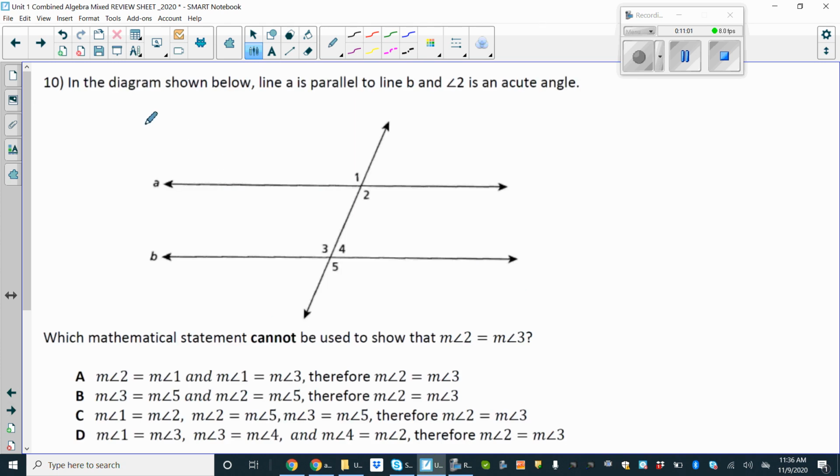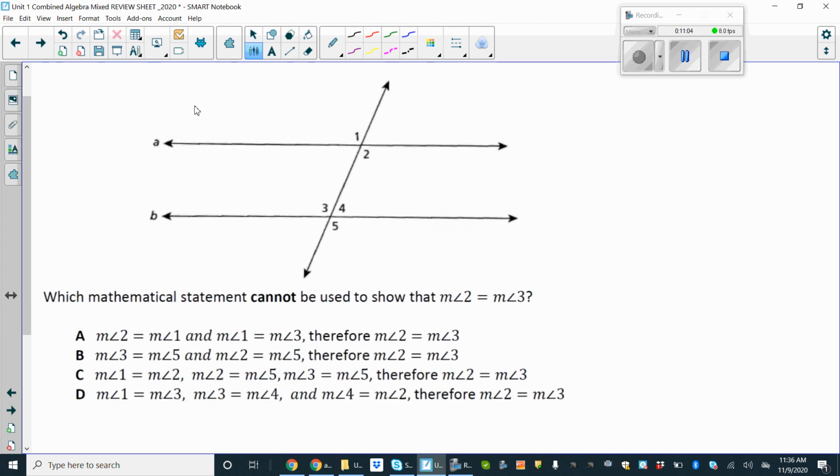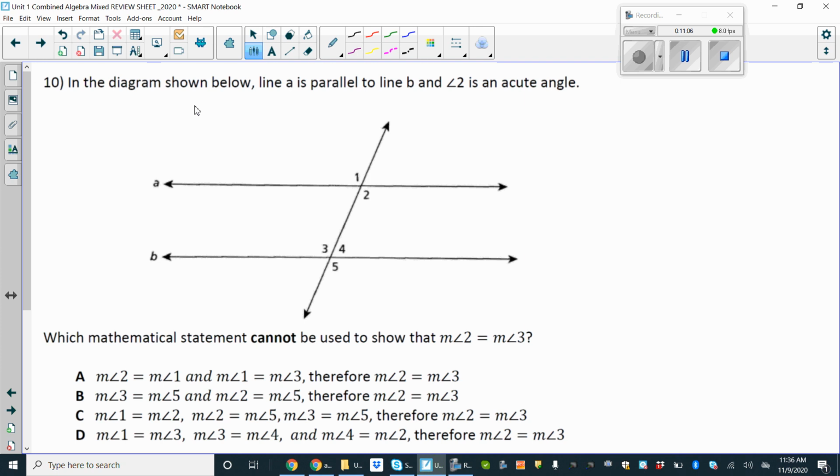Number 10. In the diagram shown below, line A is parallel to line B, and angle 2 is, let's change this, it should be obtuse. It should say obtuse. So which mathematical statement cannot be used to show that angle 2 is equal to angle 3? So the measure of angle 2, that M represents measure. Is the measure of angle 2 equal to measure of angle 1? Yes, they are vertical angles.